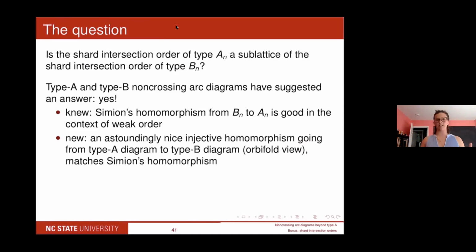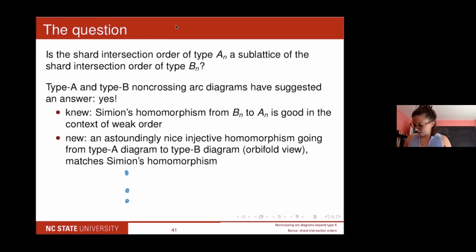The way that we get to this yes is something that was known: Rodica Simion had a homomorphism from type B_n to type A_n, which is good in the context of weak order. It defines a homogeneous degree two congruence, and it's fantastic. And there's an astoundingly nice injective homomorphism, as it turns out, that uses type A diagrams going to type B diagrams in the orbifold view, which matches exactly Simion's homomorphism.